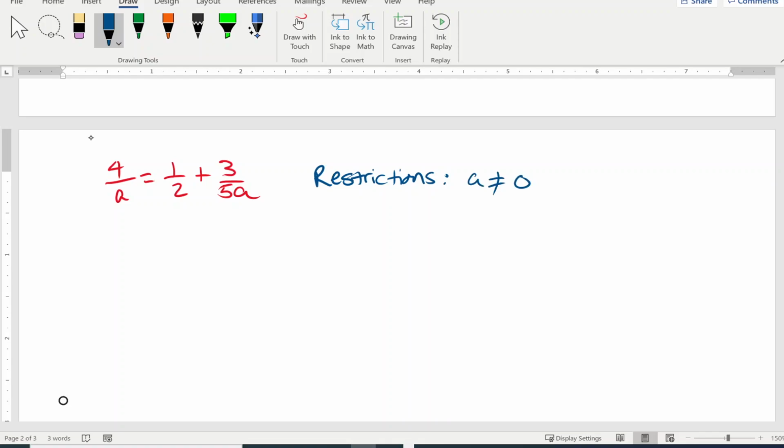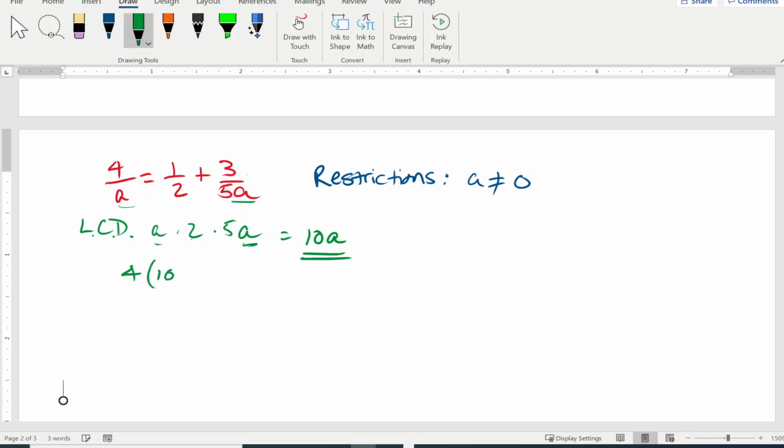So to solve this, we need to find the lowest common denominator. So what is the lowest common denominator in this case? Well, we have an a, we have a 2, and we have a 5a. A is common here to this term and this term, so our lowest common denominator then will be 2 times 5 times a, or 10a. So now we're going to multiply each term by 10a.